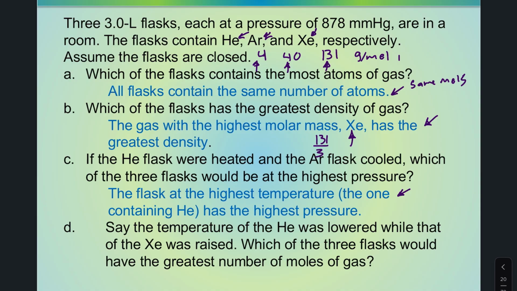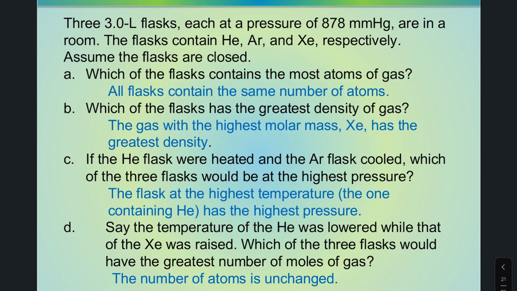And if we took the temperature of the helium one and lowered it while we raised the temperature of xenon, which of the three flasks would have the greatest number of moles of gas? Go ahead and think about this one for a second. I'll give you a hint. There is something already written on this slide that is going to tell you the answer to that question.